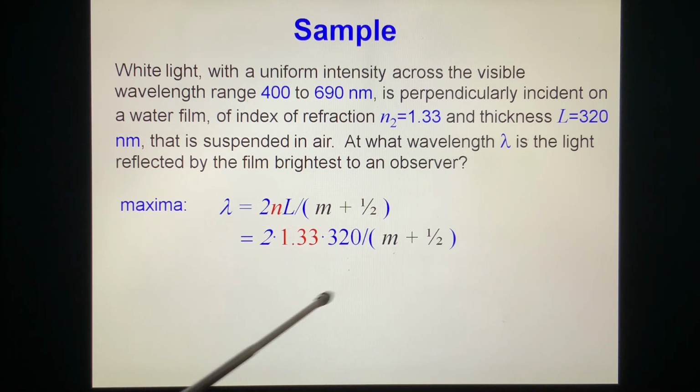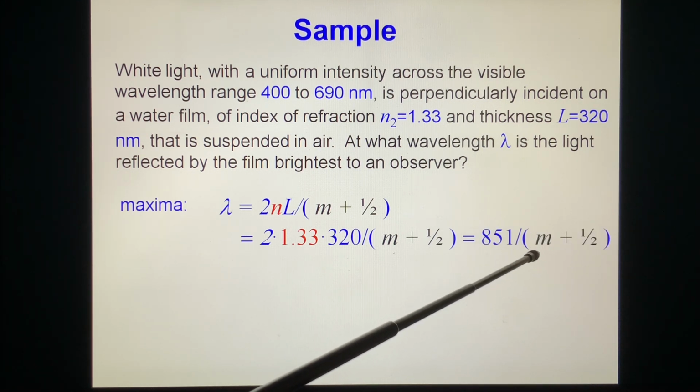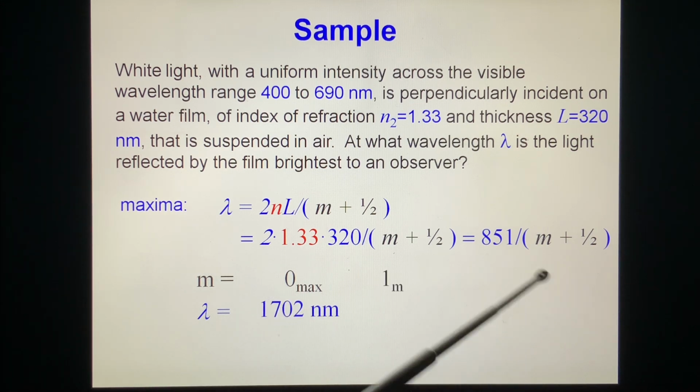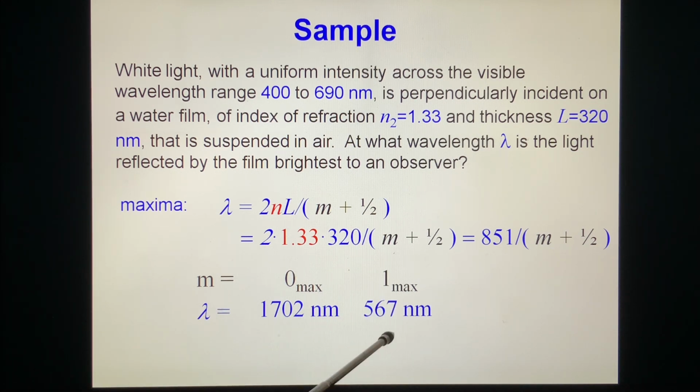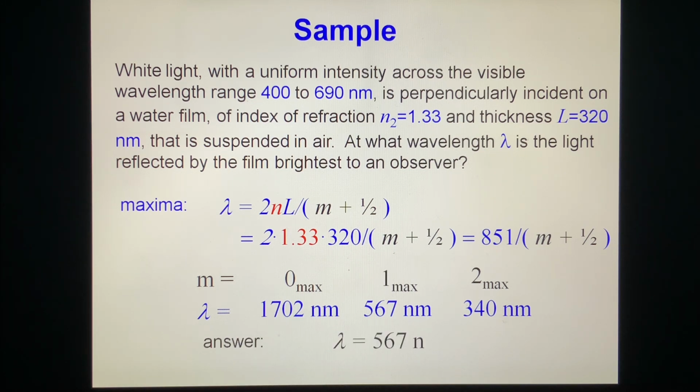Okay, so let's put the numbers inside, and we put the m. We look at m can be 0, and we get lambda of 1703. For m equal to 1, the maximum is lambda 568. For m equal to 2, we get lambda maximum 340. And from this range, only this is qualified. So lambda equal to 567 nanometer light is qualified.